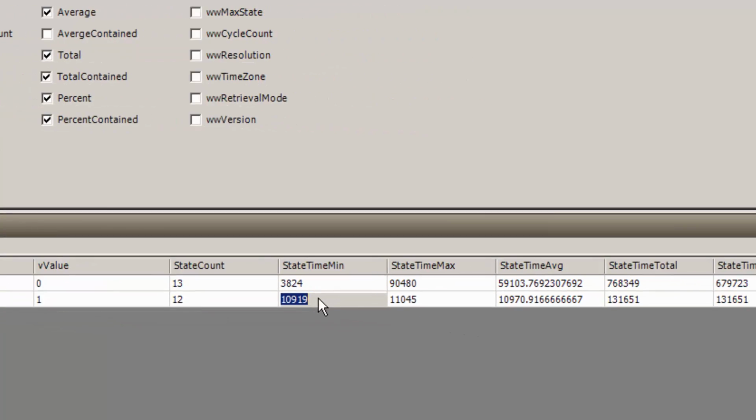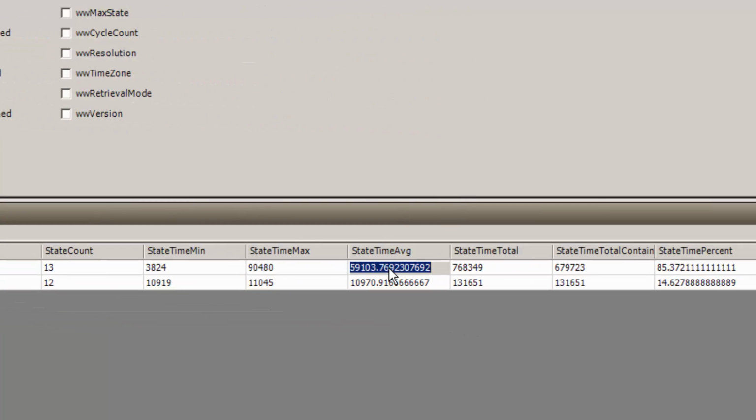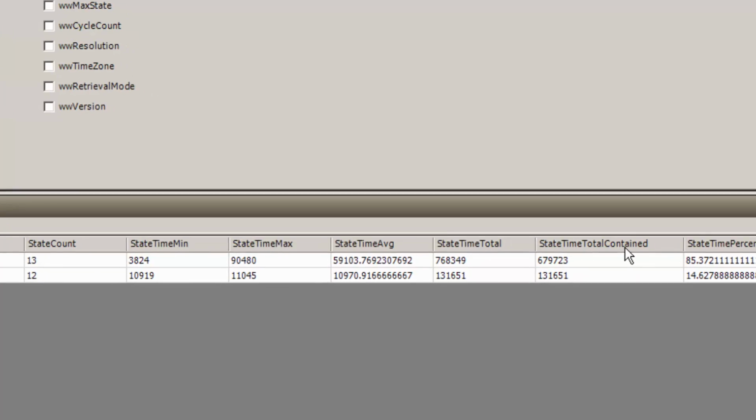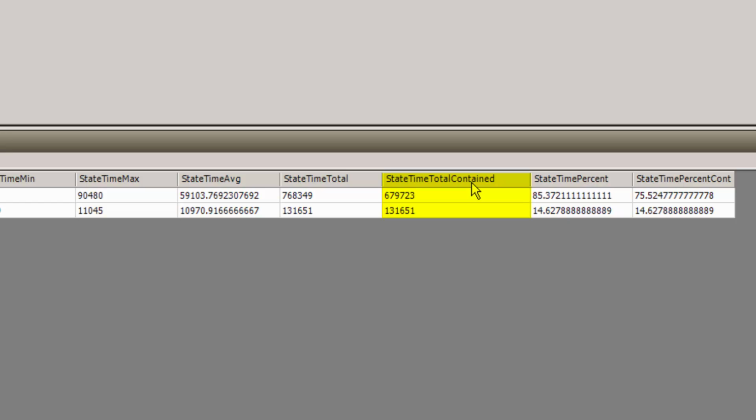The next column that we have here focuses on averages. Roughly 59 seconds average of my concentrate valve being in an off state versus 11 seconds for being in an on state. The next one focuses on time total. This is also in milliseconds, and you would have to calculate that to see how many minutes. And here's another concept that we have here. It's taking the time total, but it's introducing this word called contained. Contained means that it has to truly cycle on, then off for it to count.